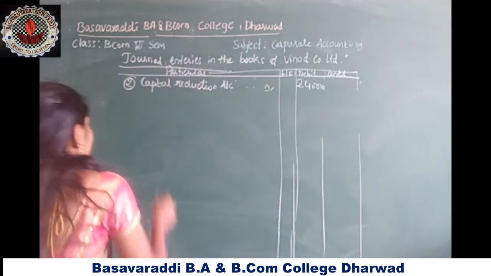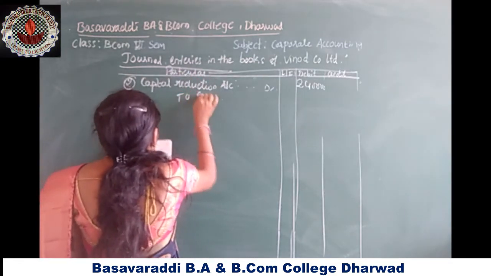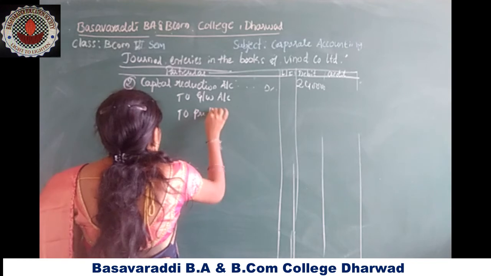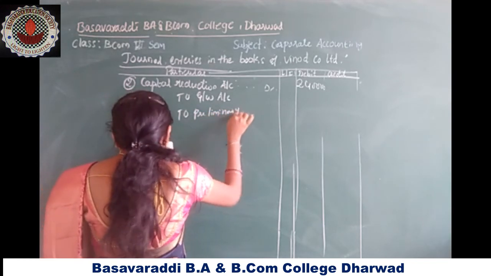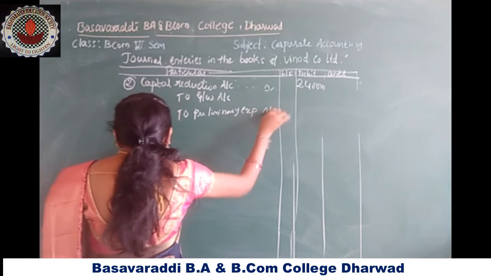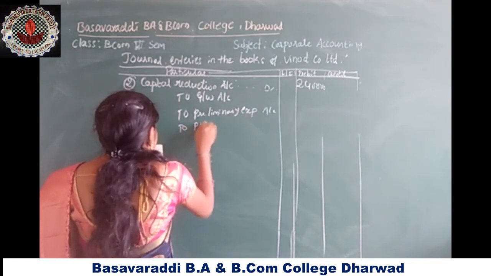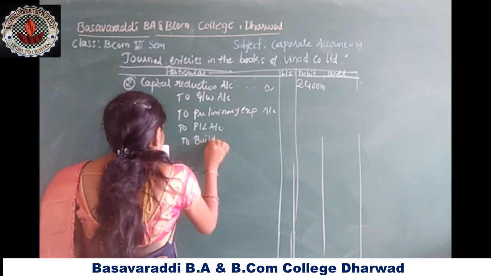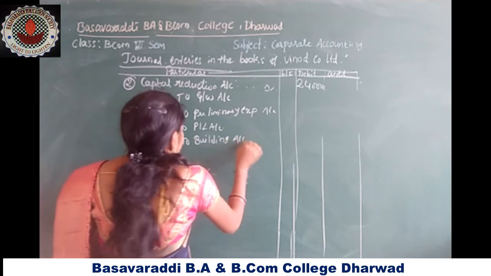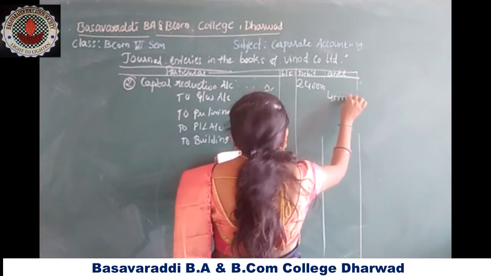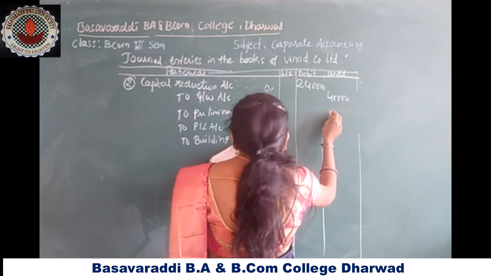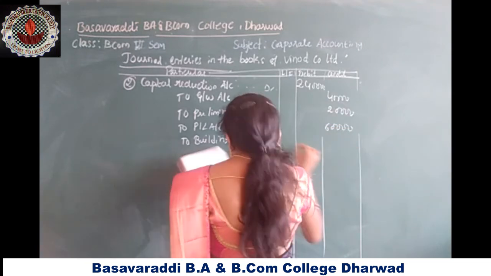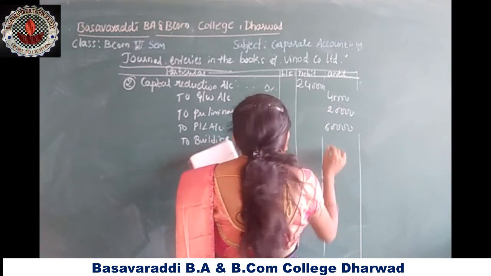Capital reduction account to goodwill account, to preliminary expenses account, to profit and loss account, to building account. Now goodwill 40,000, and then preliminary expenses 20,000, profit and loss account 60,000 and then building rupees 50,000.